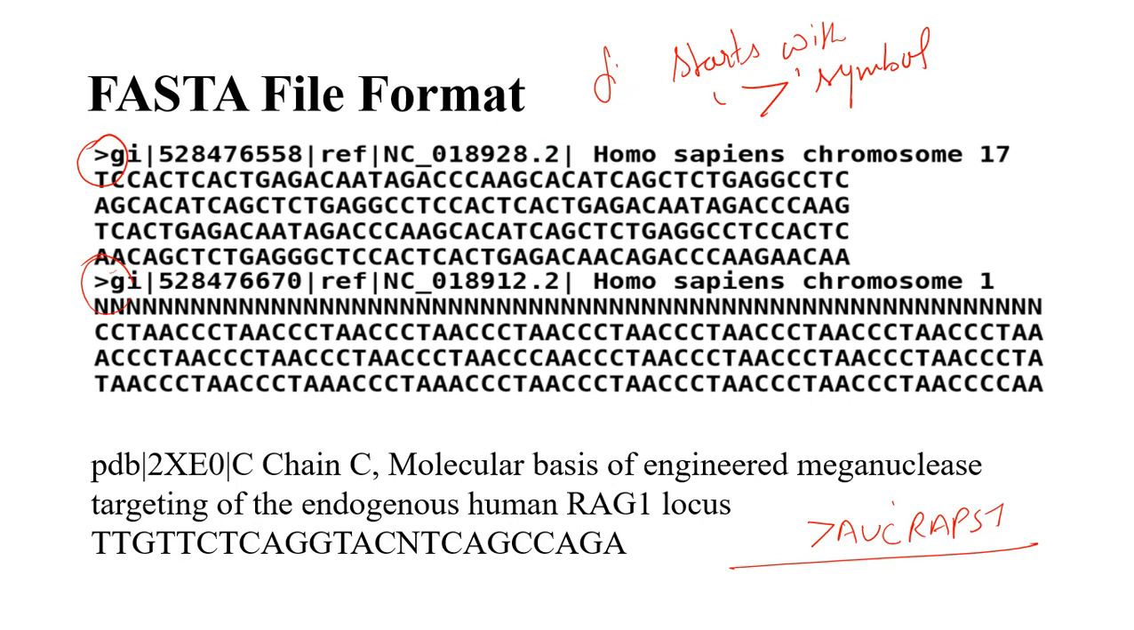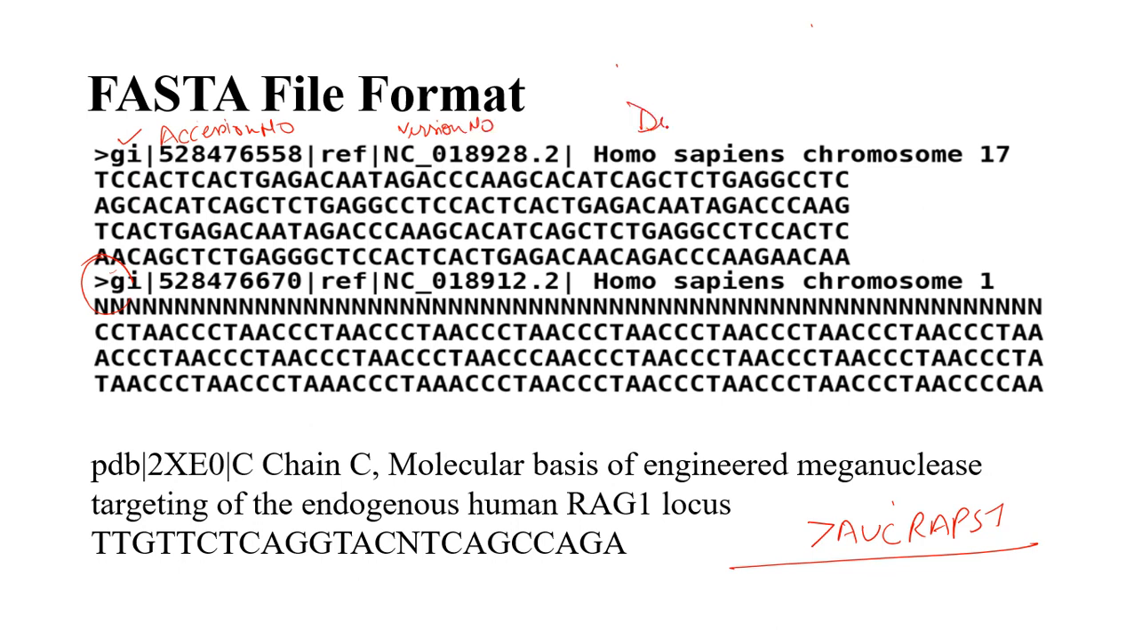And one more thing I would like to tell you about these things. This is the general description. This is GI, gene identifier. This thing is the accession number, and this is the version number, and this is the description of sequence.